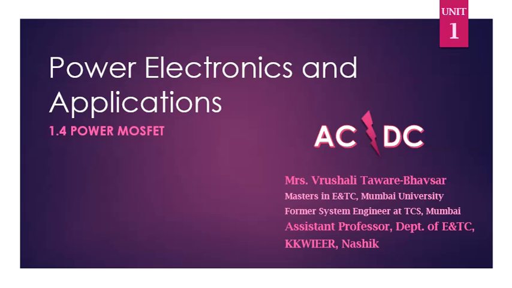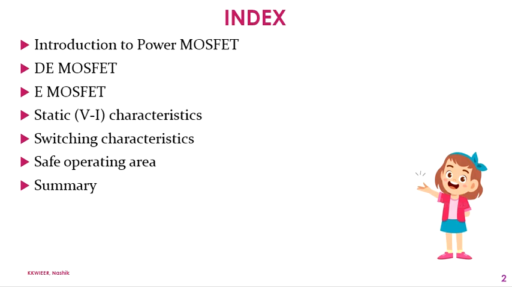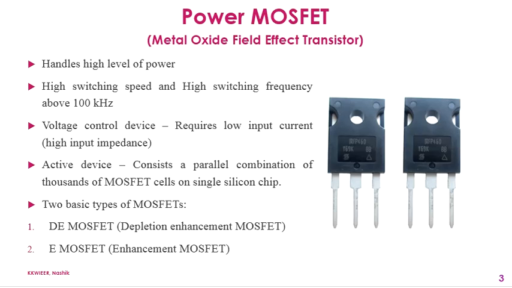So in this session we are going to see what is power MOSFET. Then it operates in two basic types, that is a depletion enhancement D MOSFET or enhancement only E MOSFET. Then static or VI characteristic of these MOSFETs, switching characteristics of these MOSFETs, safe area for operation, and we will summarize the lecture. So let's start with the power MOSFET.